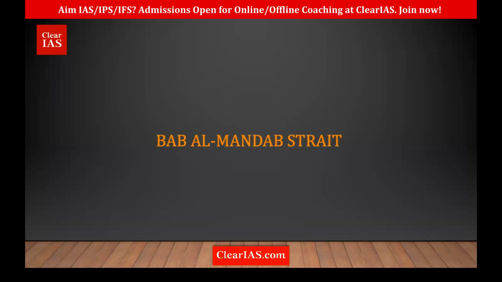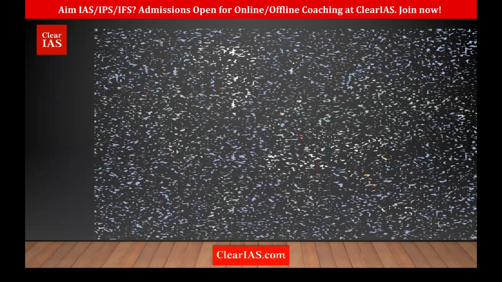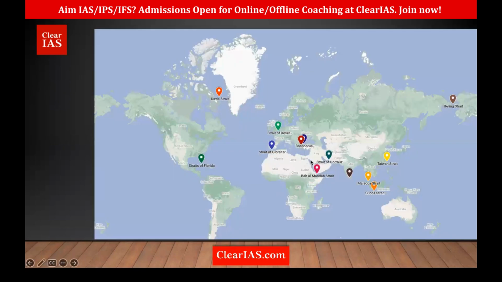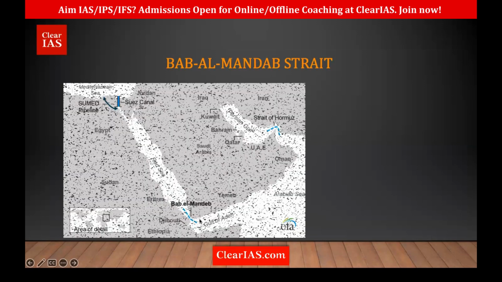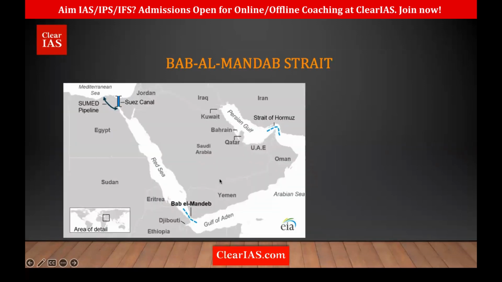Do you remember this strait from when we studied it in the last class? You can see the location of the Bab el Mandab Strait. It's here, between Africa and Asia, especially the Gulf countries and the African countries. So we'll see about it. This is one of the detailed maps of Bab el Mandab.